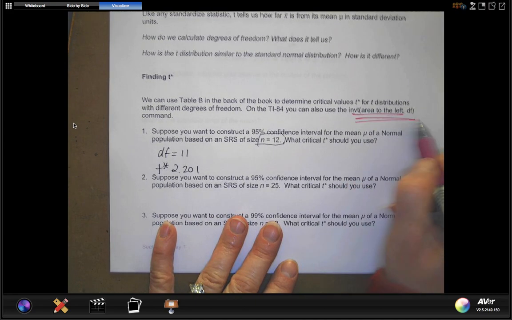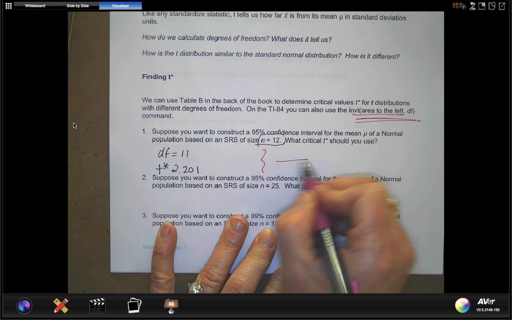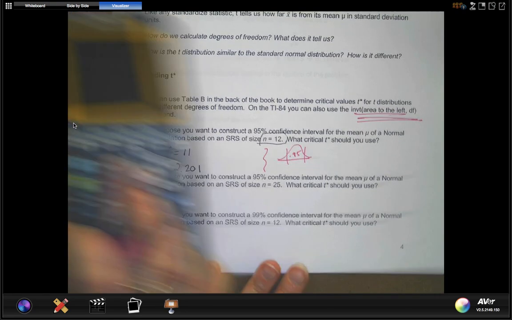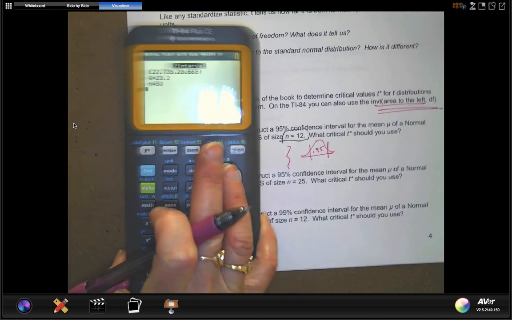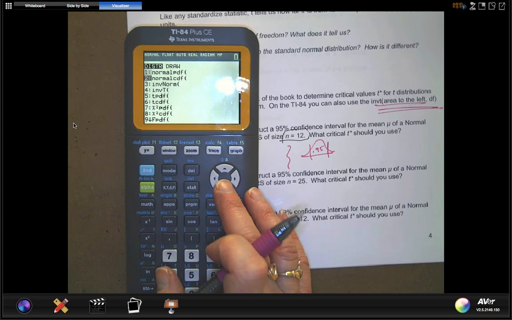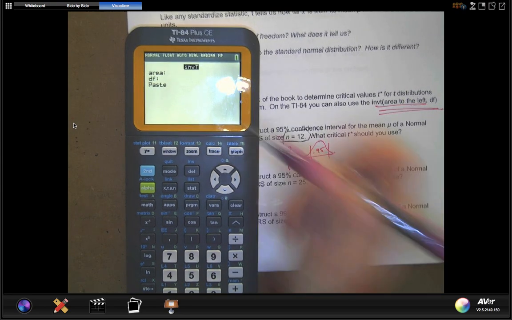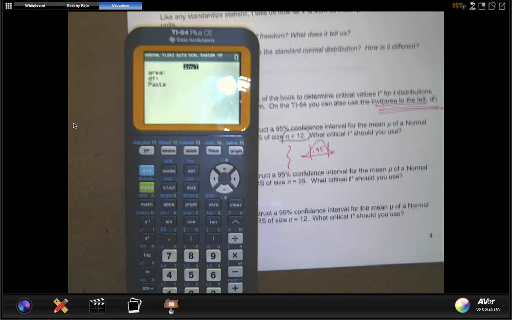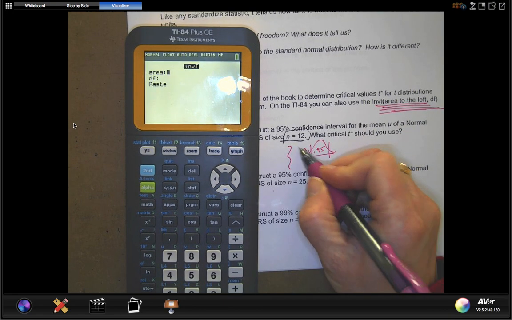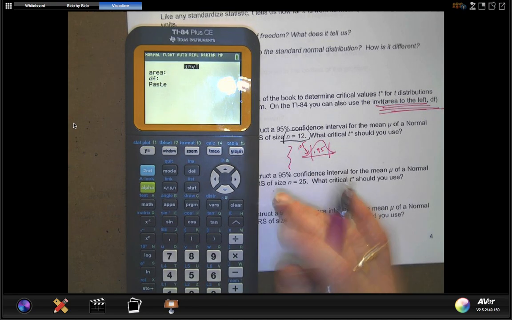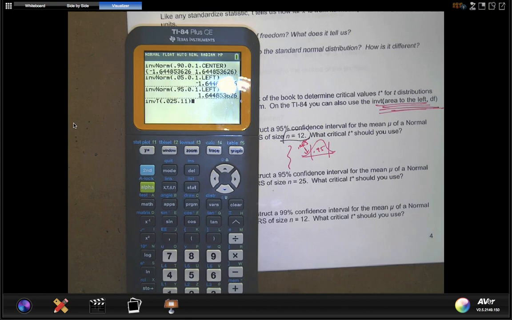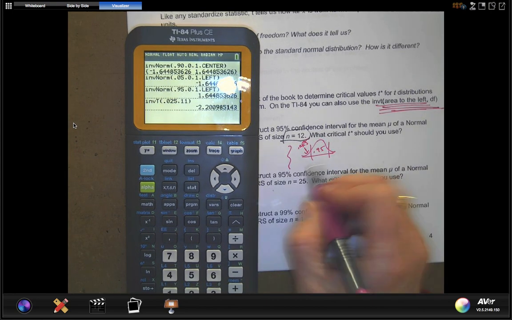You can also do this on the calculator, of course. Just like before, I have 95% in the middle. On my calculator I'd go to second vars, inverse t. This one doesn't have that center, right, left option, so it's always going to be the area to the left. So I could use 0.025, with degrees of freedom 11. It takes a little longer for these numbers to spit out because it's thinking.